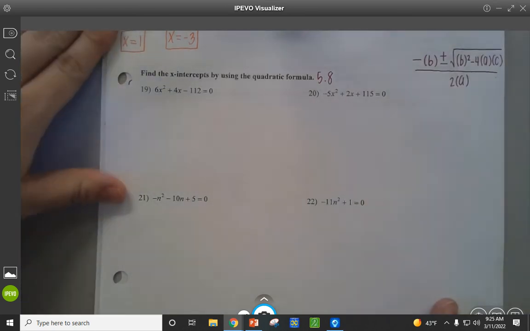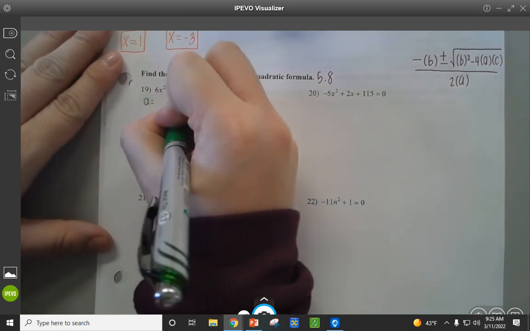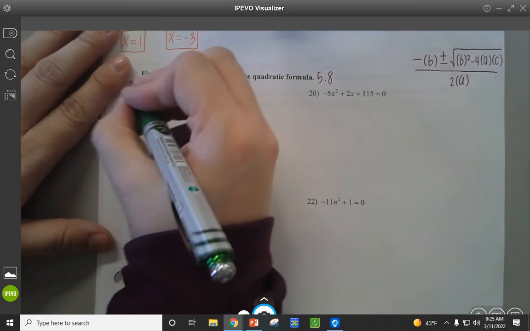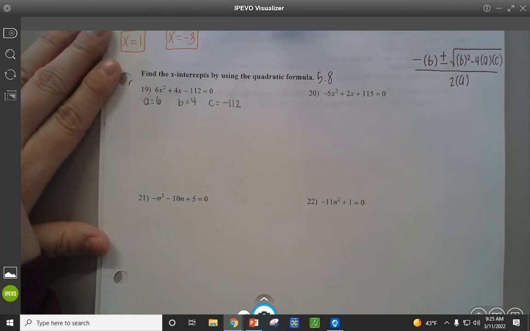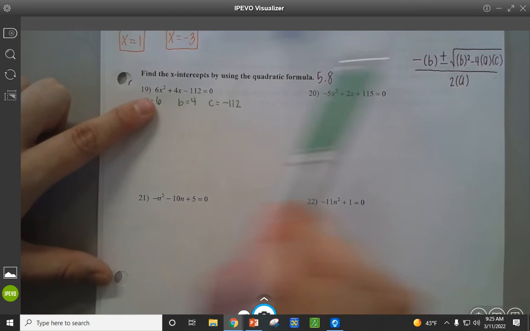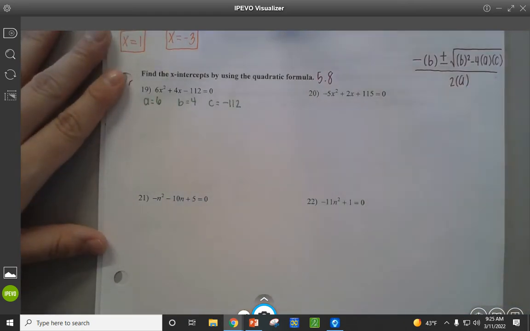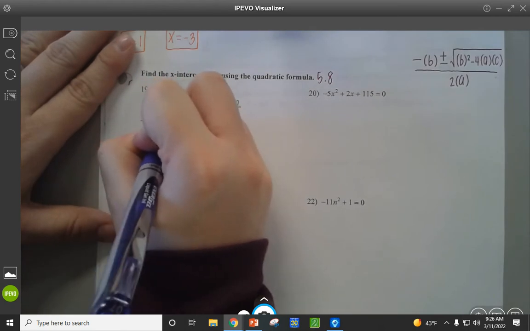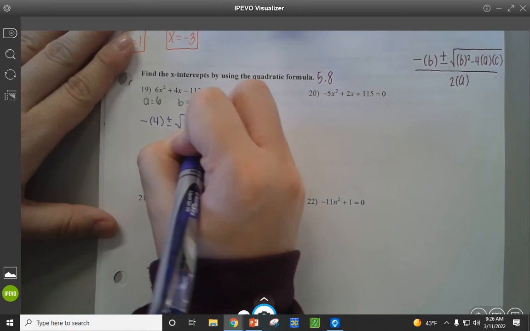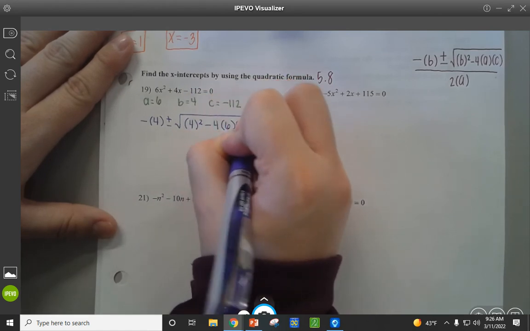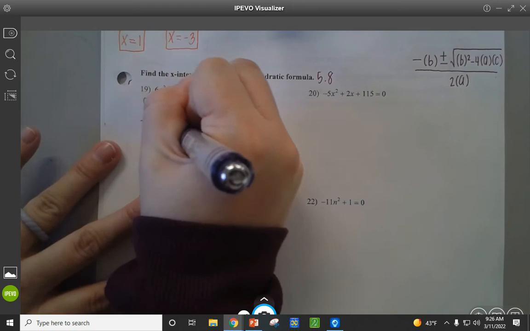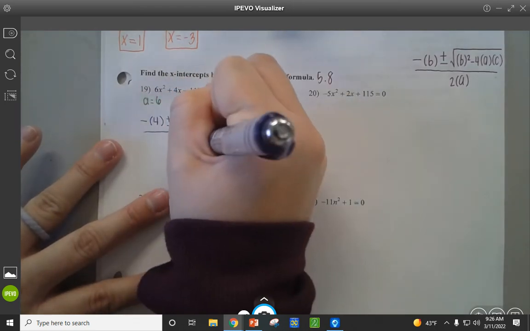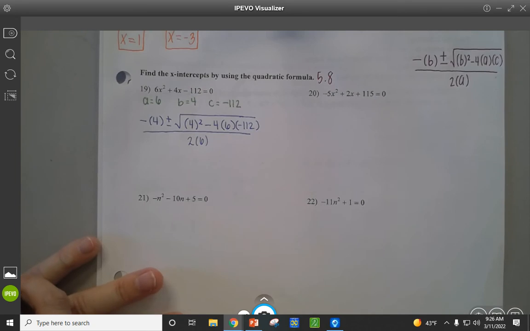All right, number 19. We need to identify the A, B, and C. What's the A? 6. What's the B? 4. And C? Negative 112. And now just fill those three numbers into your formula. You can leave it as a fraction.